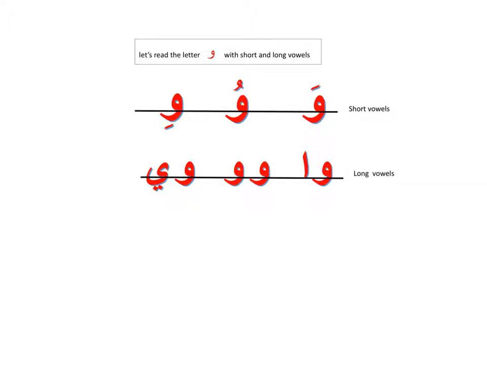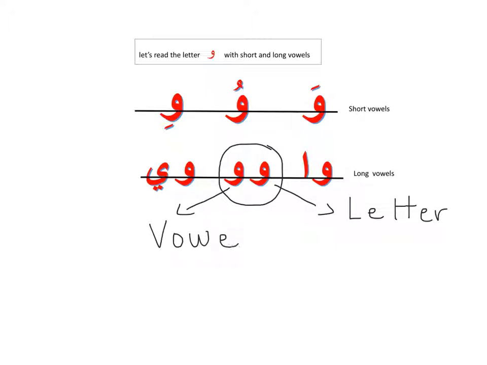Now let's have a look at the letter wa with the long vowel u. How do I know which one is the letter and which one is the vowel? Of course, always the letter comes first. If we are writing or reading from right to left, the letter always comes first. And then the vowel follows. This is u, the vowel u. So we call it woo, like for example in the word ta-woos. It means peacock.